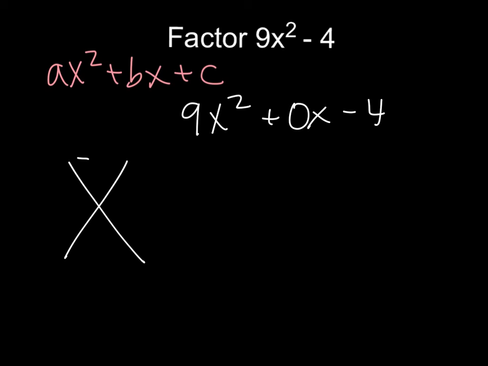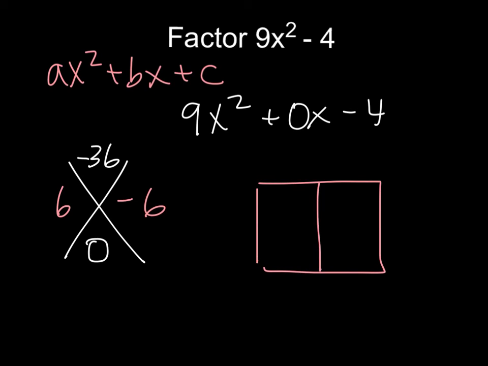So I need 2 numbers that multiply to be negative 36, and they have to add up to be 0. And remember, if they add up to 0, that means we're basically looking for the same number, just opposite signs. So in this case, it's actually 6 and negative 6. And then make the backwards box. Remember, first term goes in the first box, so 9x squared. The last term, which is negative 4, goes in this bottom box. And then we have 6x and negative 6x.